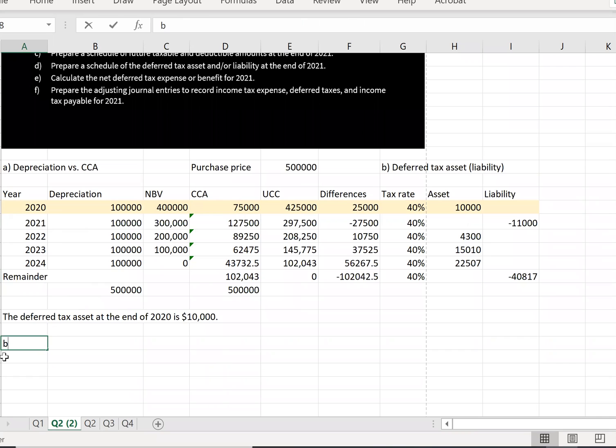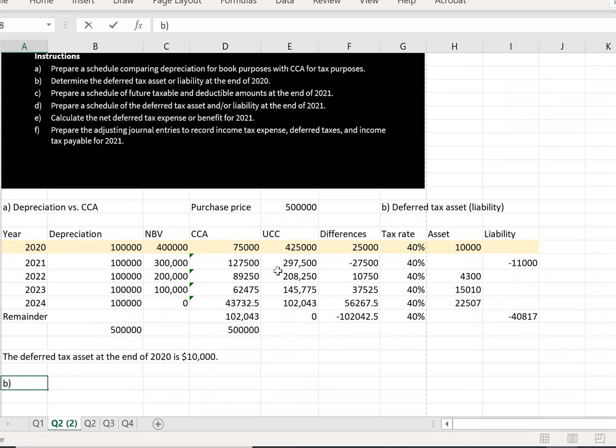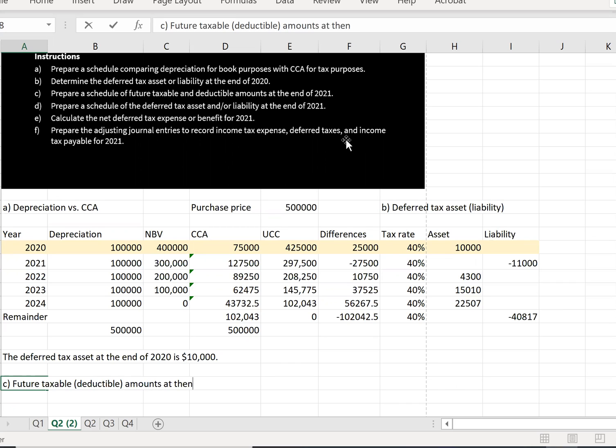Okay, let's move on. For B, oh, actually we just did B. This is right up there. So now we're moving on to C. C says prepare a schedule of future taxable and deductible amounts at the end of 2021. So above we were asked for 2020, but now we're talking 2021.